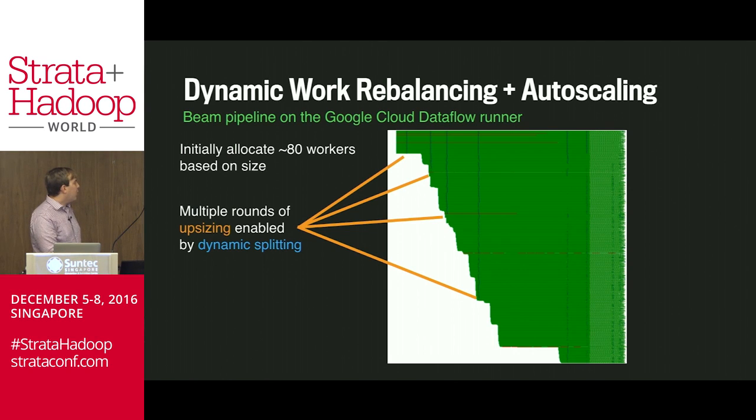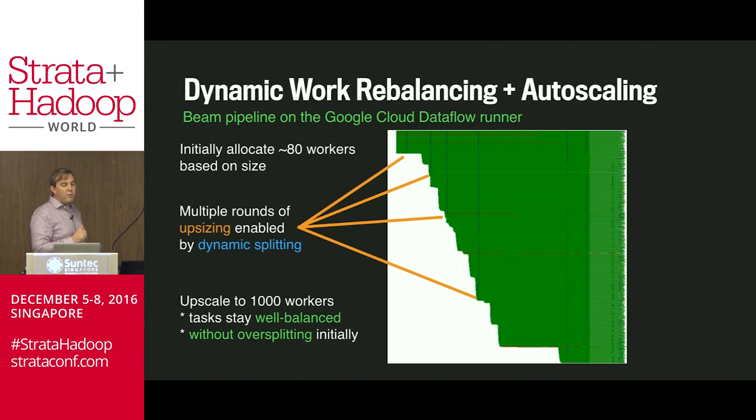Then we go and launch new workers, which takes a few minutes to come up. Then they all come up. And then we decide, hey, we should upsize again. So we have five or so rounds of upsizing in this graph. But what you see is this job has smoothly upscaled from what we initially thought we could do with only 80 workers to 1,000 workers.